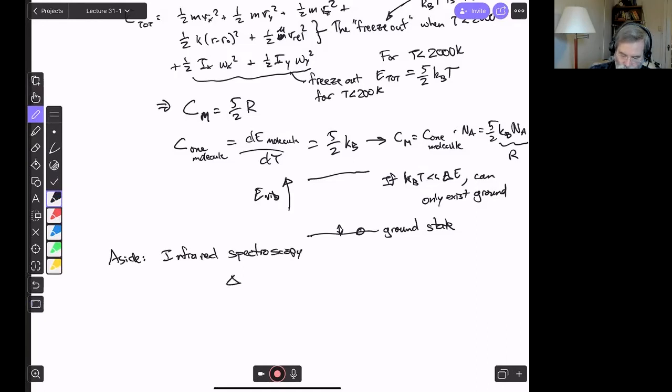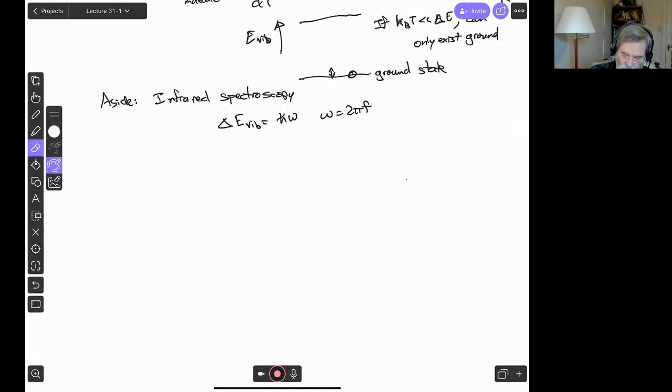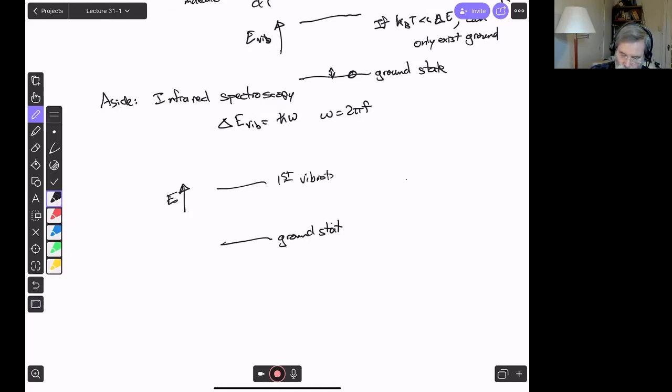Recall, I told you I didn't prove this, but that the difference in vibrational energy levels is h bar times omega, where omega is 2 pi times the frequency of vibration. And so if we plot the vibrational energy levels, I'm going to make that plot again here. Here's the ground state. So I'm just plotting energy. Here's the first excited state, first vibrational excited state.